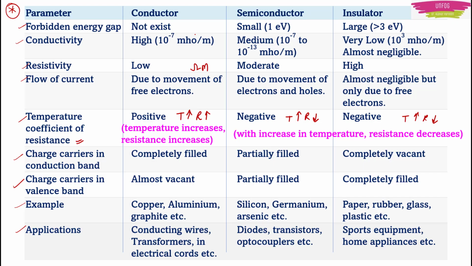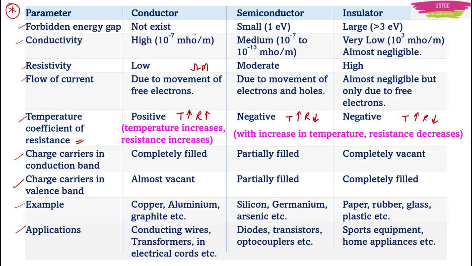Next, charge carriers. In a conductor, the conduction band is completely filled. Why? Because the conduction band and valence band overlap. But in a semiconductor, it will be partially filled because only a few electrons can jump from the valence band to the conduction band. In an insulator, it is far away, somewhere in a desert, you can think. So no electron can go from the valence band to that conduction band. That's why it is completely empty.